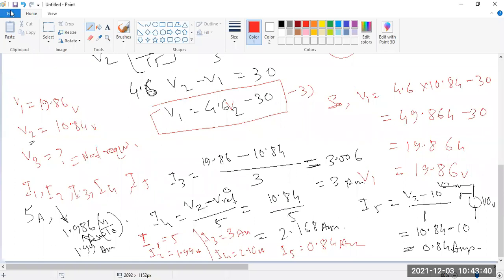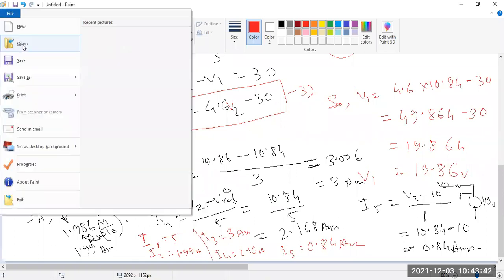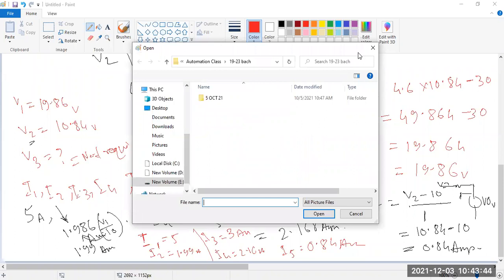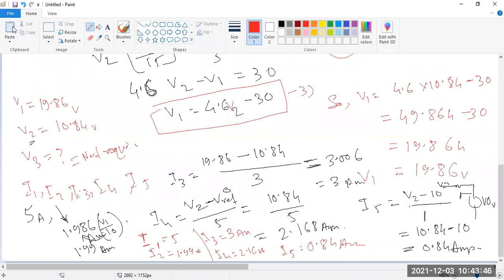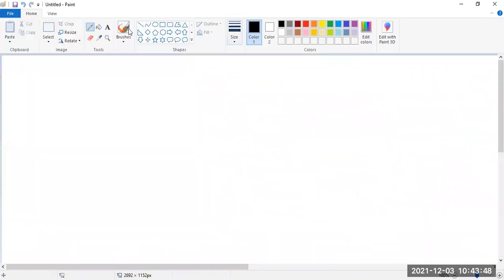Okay, I'm going for the superposition theorem. Okay, the next topic is superposition theorem.